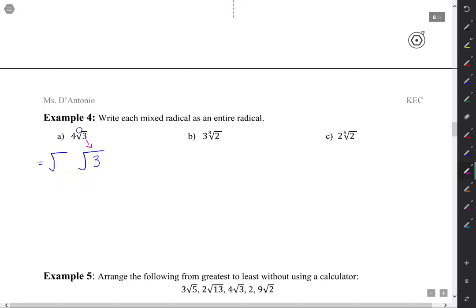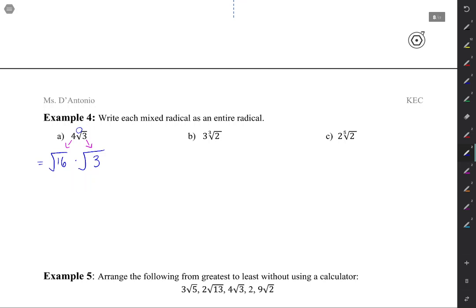But we need to write 4 under a radical sign, but it has to be equivalent to 4. So what number would we put under that radical sign? Well, the square root of 16 is equal to 4. So that's how we would write that number there. So we have the square root of 16 times the square root of 3.